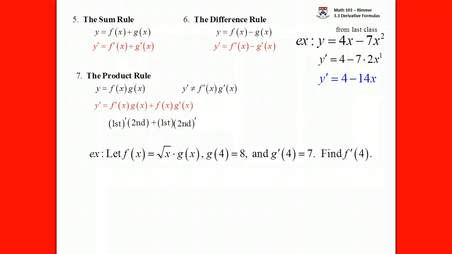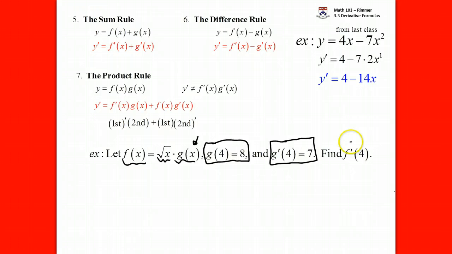Okay, so let's see an example, an abstract example. I have this function root x, and I have this function g of x, and I'm going to multiply them together to make a new function called f of x. I only have limited information about g of x, though. I don't know everything about g of x. Here's what I know about g of x, though. When I plug a 4 in, I get an 8. When I plug a 4 into the derivative, I get a 7. Just from these two pieces of information, that should be enough, actually, to help me find out what's going on with f when I want to find its derivative at 4.